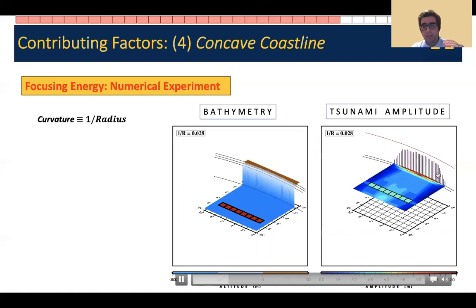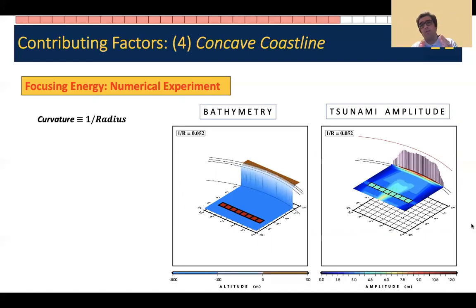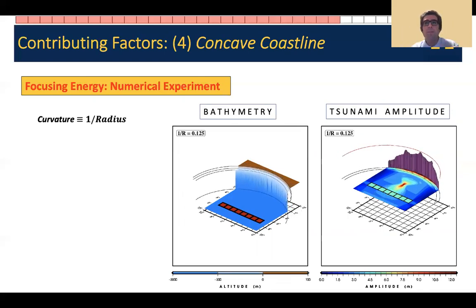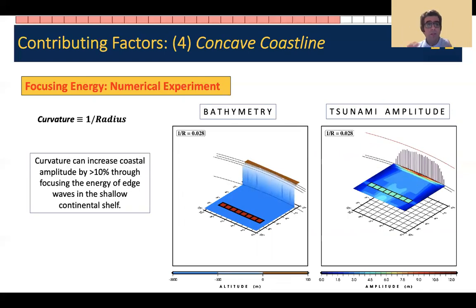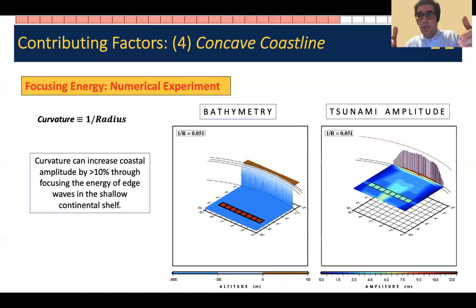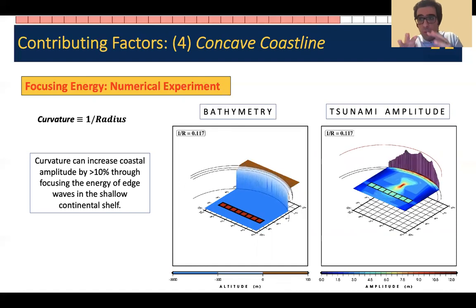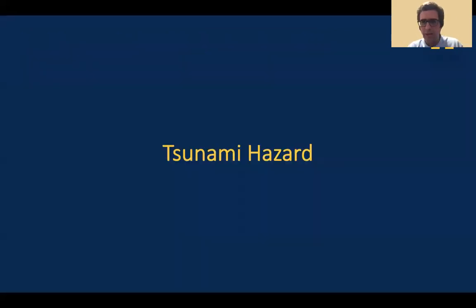At each step, the vertical bars along the coastline correspond to the coastal tsunami amplitudes. As you can see, as I increase the curvature of the coastline, I'm also increasing the coastal tsunami amplitude by roughly 10 to 15%. So the curvature can increase coastal amplitude by about 10% through the focusing of the energy of the edge waves, because I'm narrowing down the modes of the edge waves into one single geographic location.